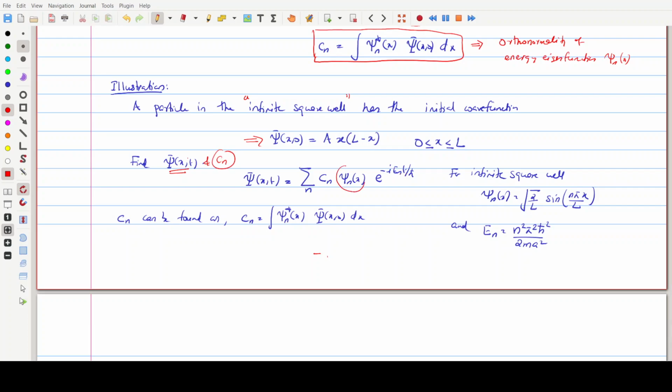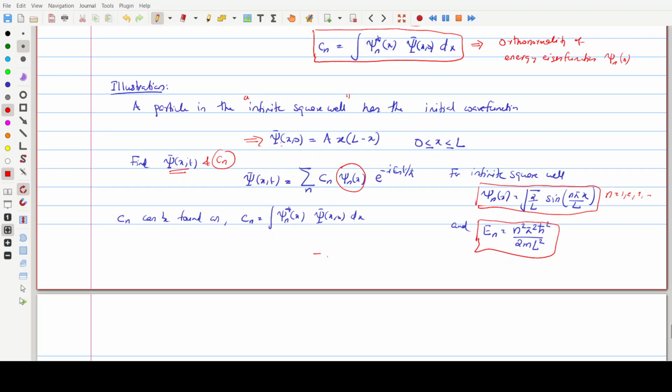And psi n of x we already know, because for the infinite square well, psi n of x can be written as root 2 by L sin(n pi x by L), where n can take values 1, 2, 3, etc. And the corresponding energy eigenvalues are n square pi square h bar square divided by 2 m L square, because this L is the width of this one dimensional well, so that comes in the denominator.